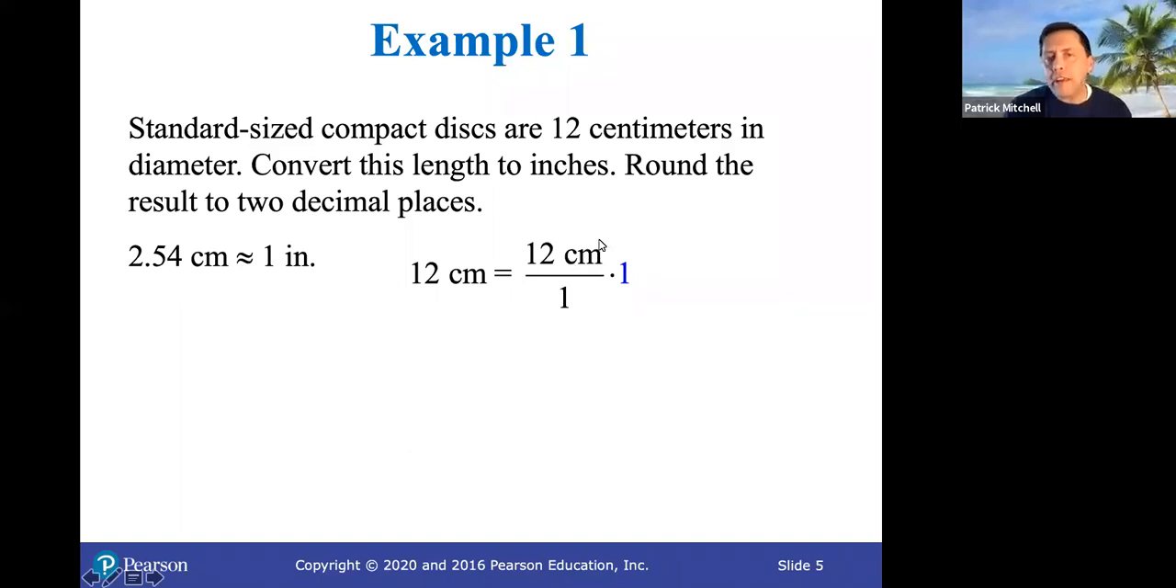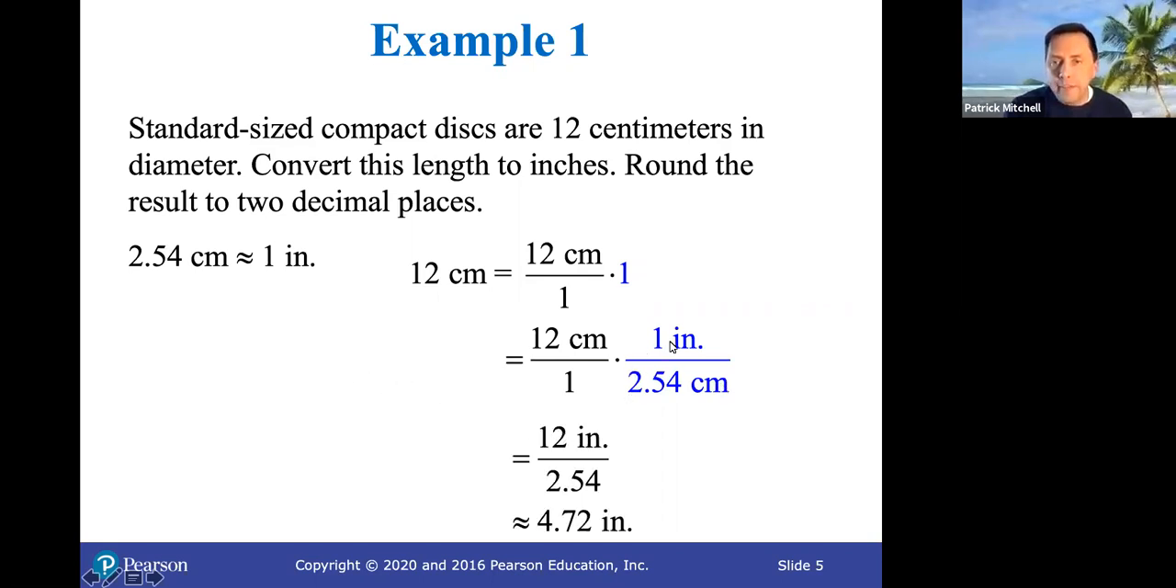Because we're trying to get rid of this unit centimeters, we're going to multiply this expression by 1 inch over 2.54 centimeters. Just like that, and that will allow the centimeters to cancel out. It'll leave us with inches, and the number of inches in 12 centimeters is going to be 12 divided by 2.54, which to 2 decimal places is approximately 4.72. And of course, all of these calculations, please feel free to do them on your calculator.